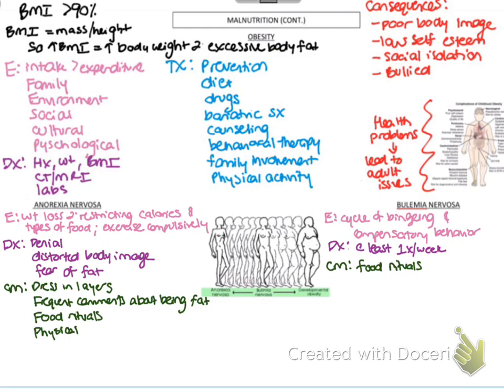They also have food rituals. They tend to disappear after meals. So they'll eat normal in front of you and then disappear afterwards because they're going to do the compensatory behavior. They don't like to eat in public, especially when they're binging, because, you know, they'll be like, oh my God, look how much you just ate.